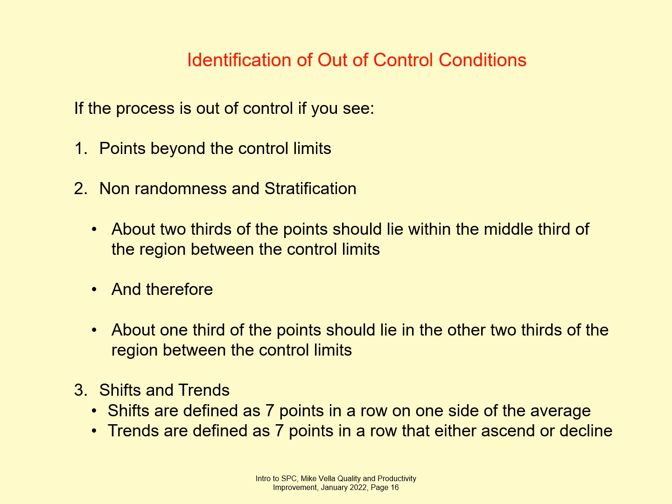Point 1, easy one, most people just think about 1, and that is a point beyond a control limit. 2, more subtle, non-randomness and stratification.